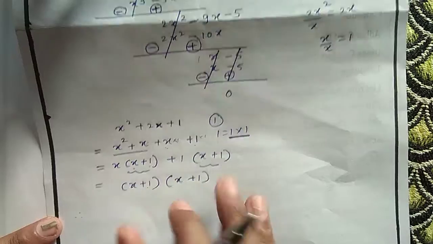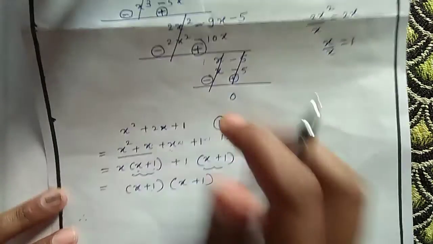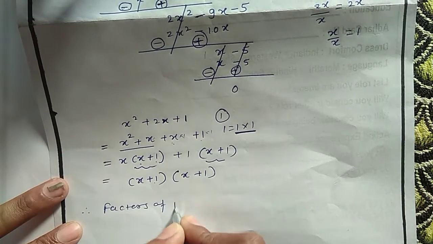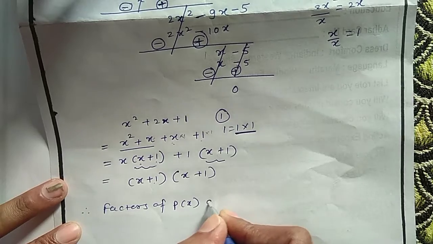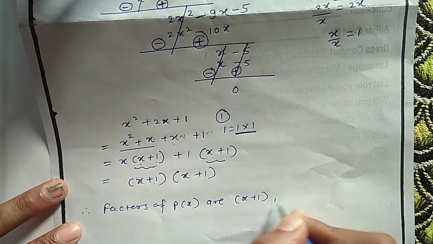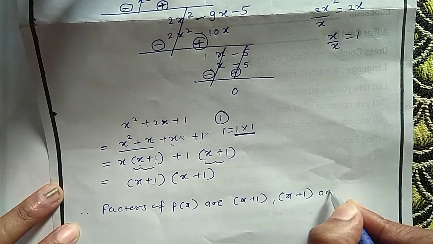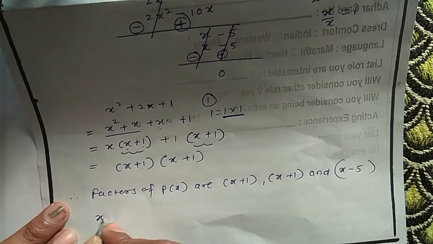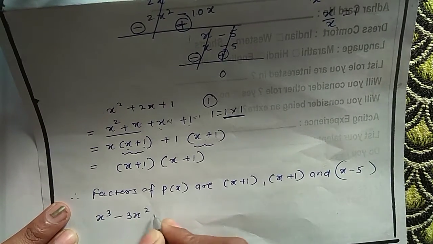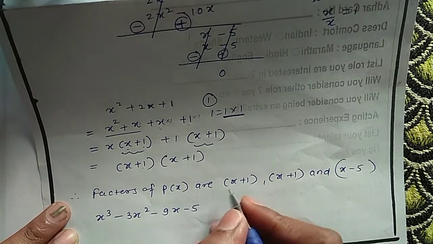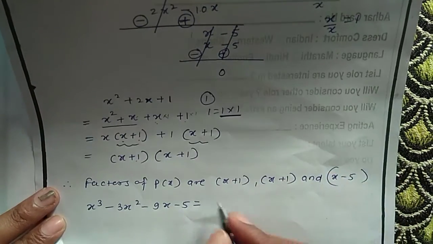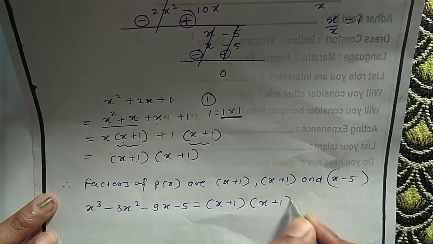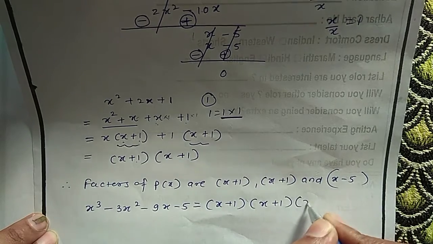So therefore here two factors, and already we got x minus 5 as a factor. So the factors of the given polynomial, that is factors of p of x, we have named the given polynomial as p of x, are x plus 1, comma x plus 1 and x minus 5. Otherwise you can write the given polynomial, which is x cube minus 3x square minus 9x minus 5, in factorization form. Always factorization is the product of its factors. So x plus 1 into x plus 1 into x minus 5.